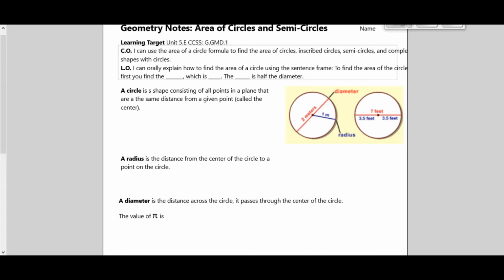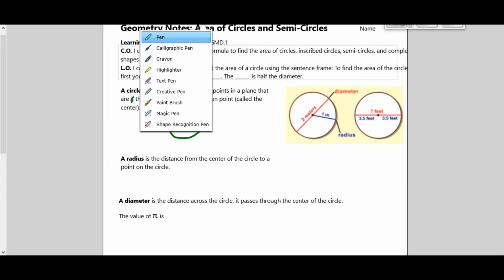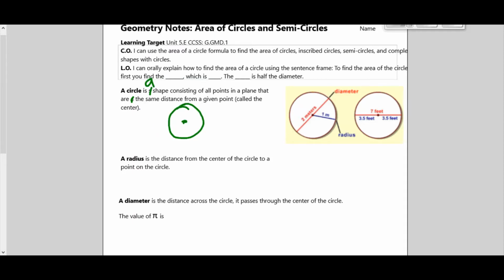So a circle is a shape, I should say, a circle is a shape consisting of all points in a plane that are the same distance from a given point called the center. So I'm going to draw myself a circle. This is by no means a perfect circle, but you get the idea. A circle looks something like that.